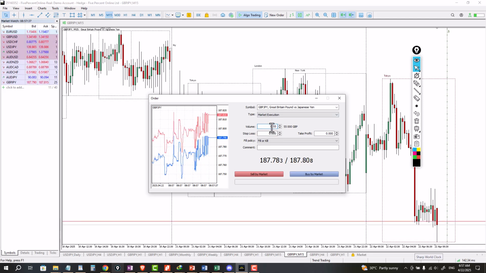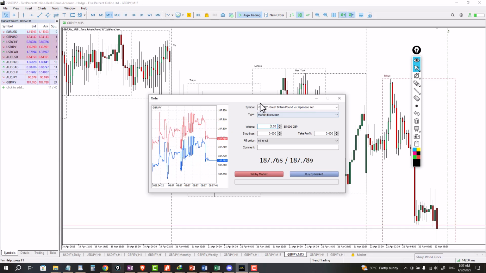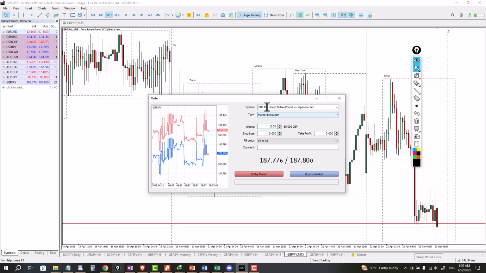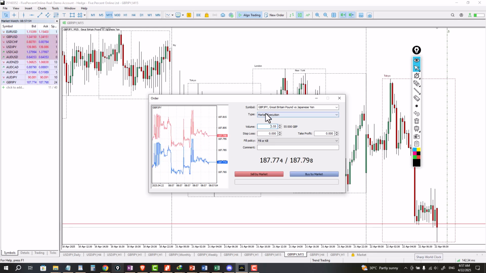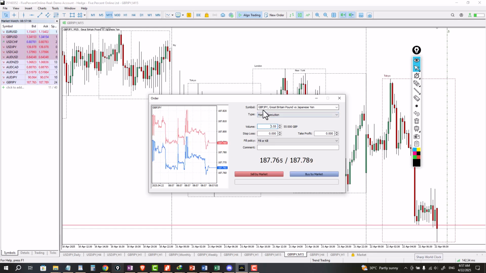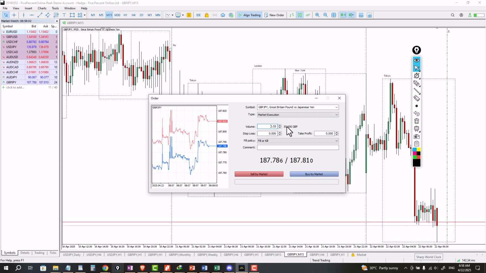One standard lot simply means that if this is the currency pair I'm trading, then I'm buying 100,000 units of the base currency in the currency pair, which in this case is the GBP. So I'm buying 100,000 units of the British pound, and I'm paying for that, or I'm getting paid for that if I'm selling, in Japanese yen. Okay, so the lot size that you place here is going to be the lot size that your trade is going to be taken with.